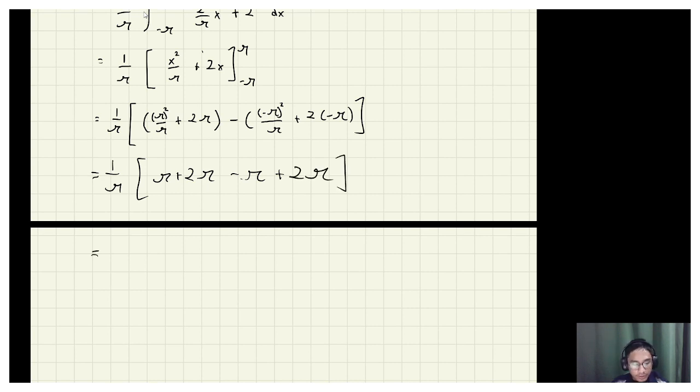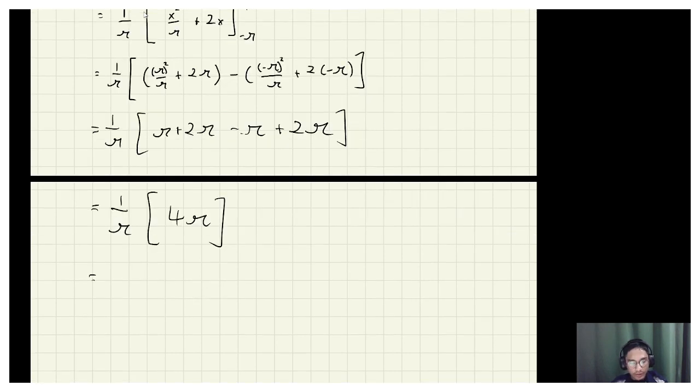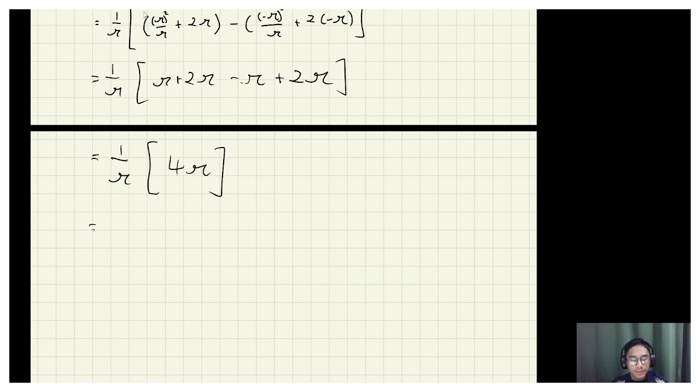Then we multiply it like usual, and we sum all the terms in the bracket. We got pi plus 2 pi is equal to 3 pi, plus pi we got 4 pi, and plus 2 pi, we got 6 pi. And then we got 1 over pi times 4 pi, we got 4. So this is the value for A0. So that's all for me.